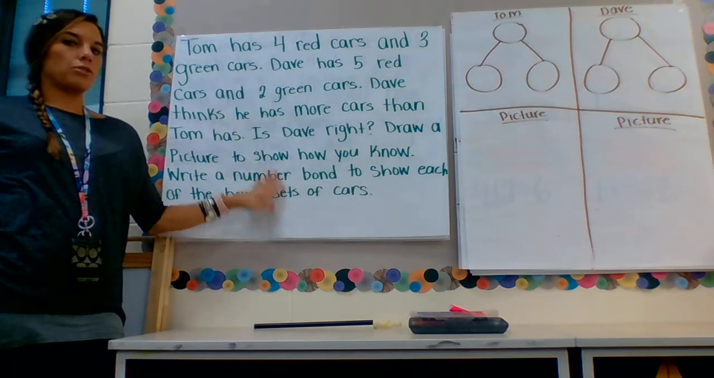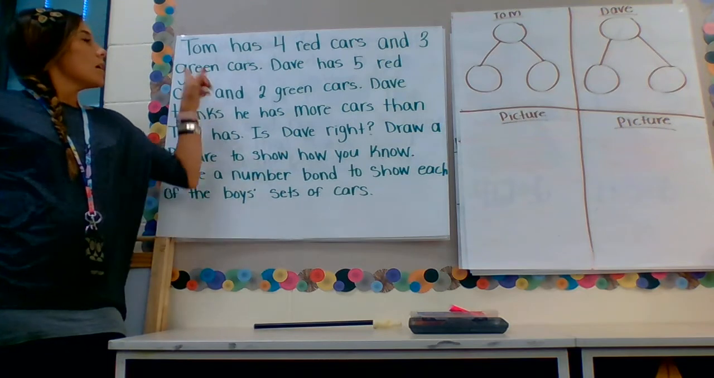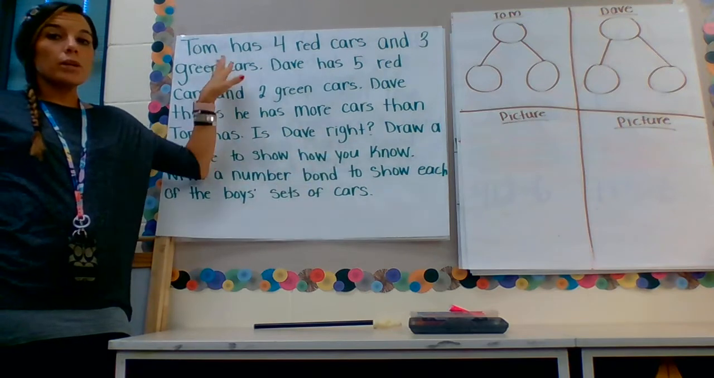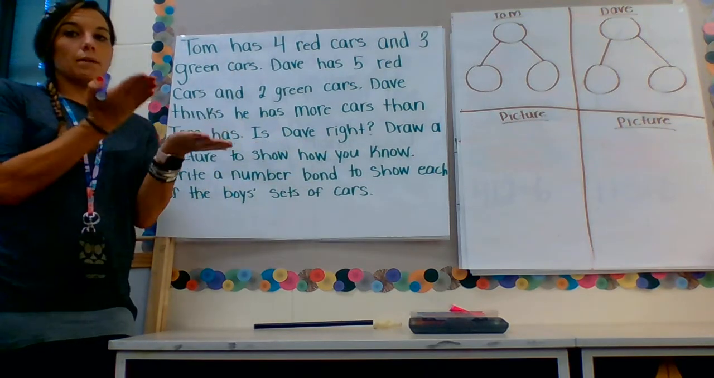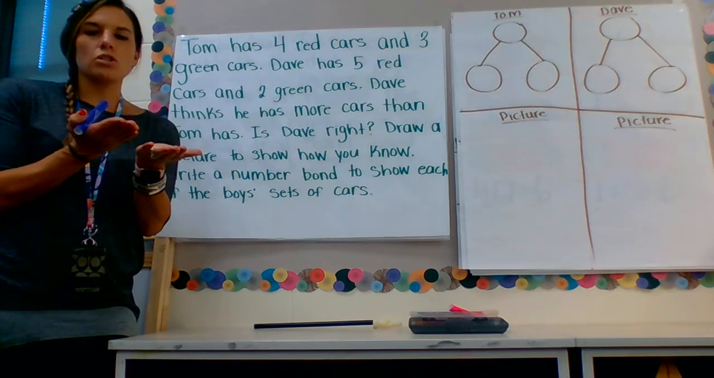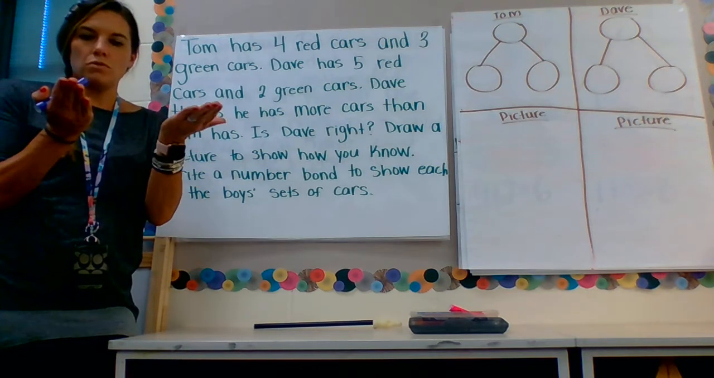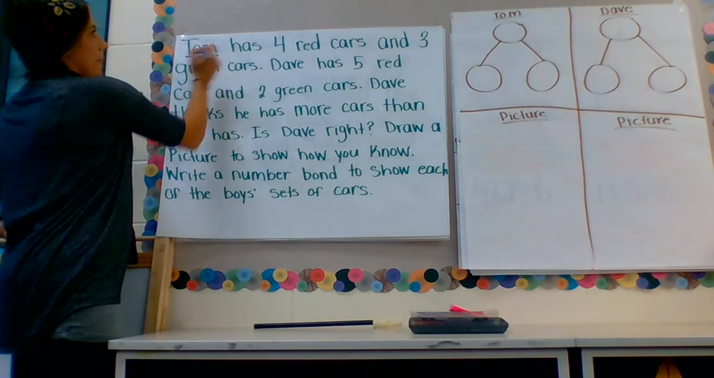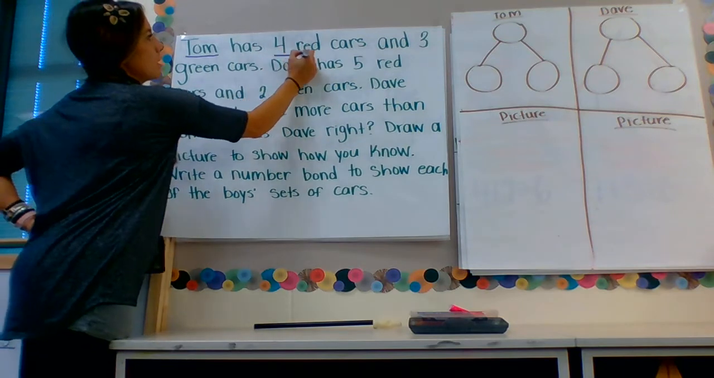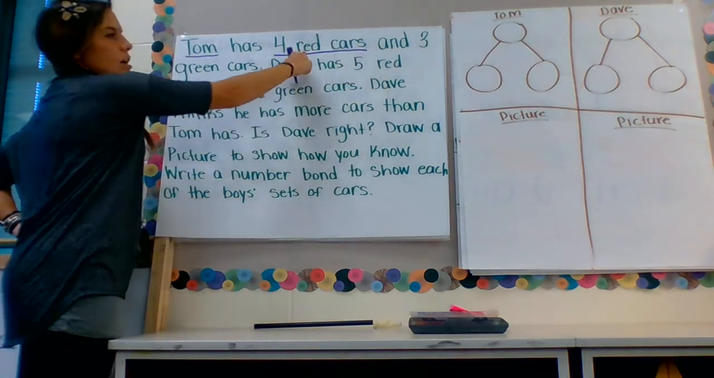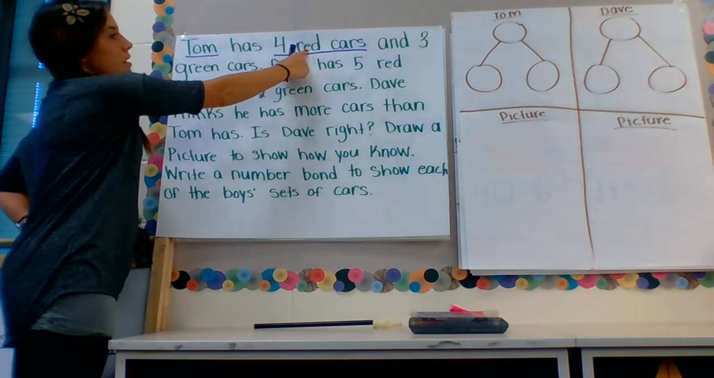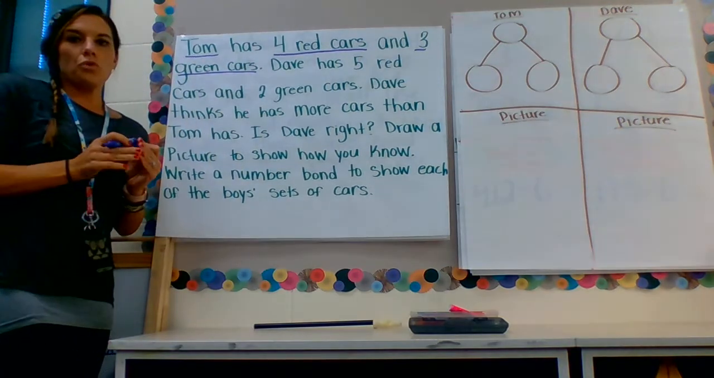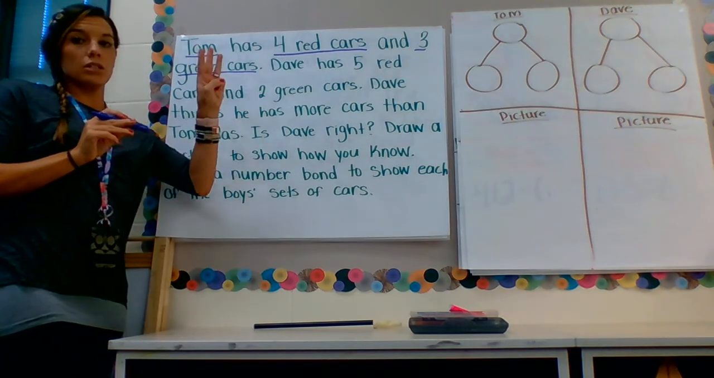Okay, so let's first go through and find the most important information. We start with the word Tom, and that is a name. In this problem, it is important to know their names because we are going to be comparing their cars. So we do need to know whose is whose, okay? So I'm going to underline Tom. Tom has 4 red cars. That's also important, that word red, okay? And 3 green cars. So those are the 3 important things we need to know right now.